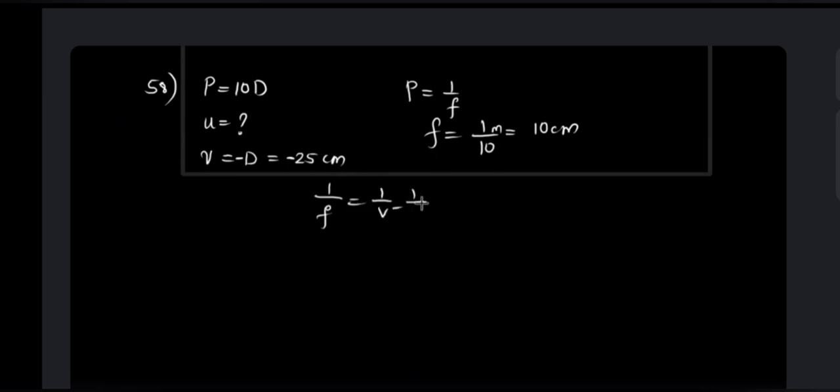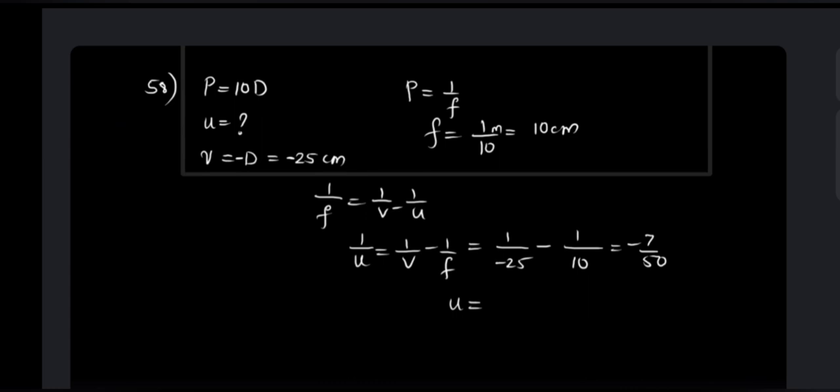So you can use the thin lens formula, 1 upon V minus 1 upon U. 1 upon U will be equal to 1 upon V minus 1 upon F. So 1 upon minus 25 minus 1 upon 10. Okay, so this is going to be equal to minus 7 upon 50. So U over here is going to be minus 50 upon 7, which is minus 7.1 centimeters. Okay, this is going to be where the object should be placed in order to get maximum angular magnification.